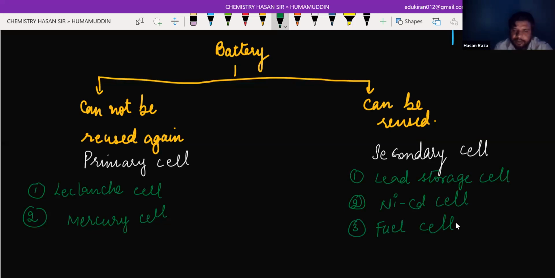So basically, the examples of cells that I have written on the right hand side are secondary cells. That means you can reuse them. But on the left hand side, two examples are there, Leclanche cell and mercury cell, that cannot be reused. So please do write it one by one. I'm going to explain all this.